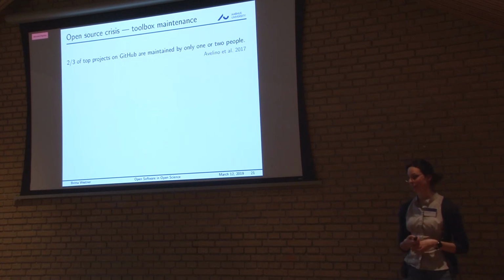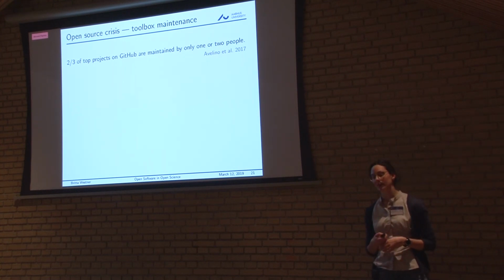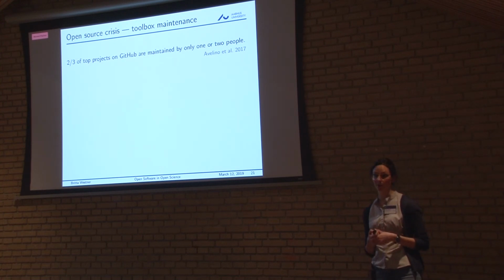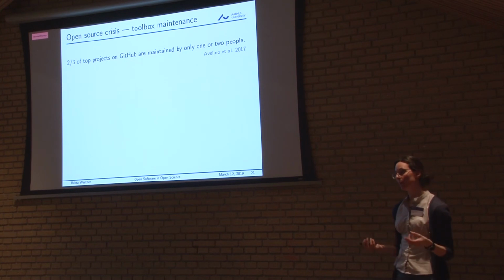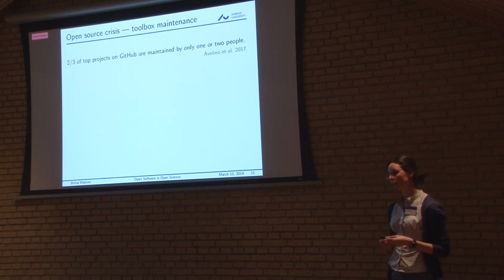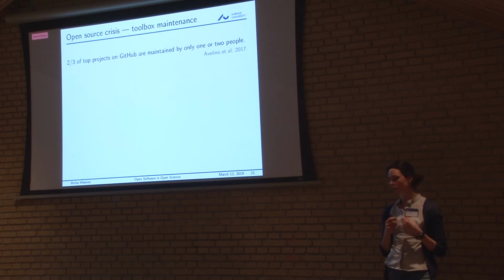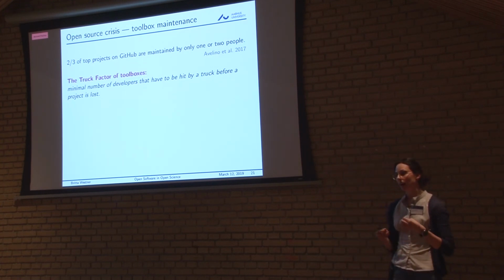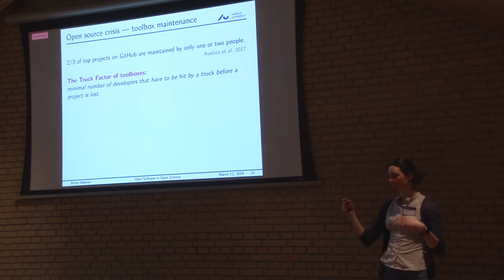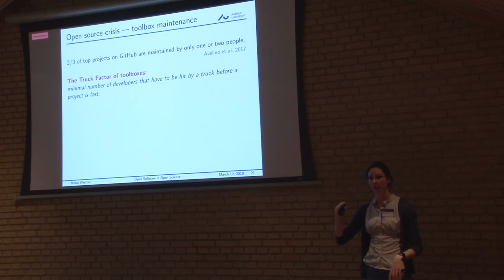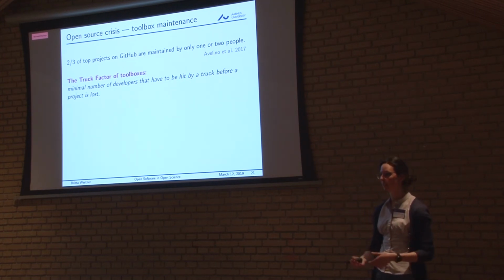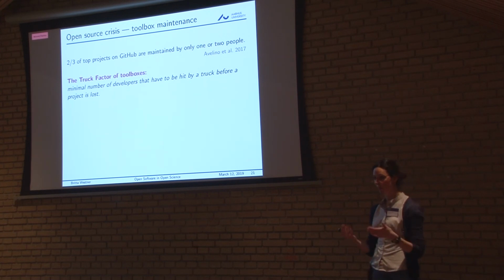So let's look a bit closer at that. 2/3 of the top projects on GitHub are maintained by only 1 or 2 people. They have more contributors, but the core knowledge about those toolboxes is concentrated in just 1 or 2 people. So if you would take an analogy with a company and you would ask, if I find the most important people in that company and rank them, how many of those people do I have to fire until this company basically is not able to operate anymore?